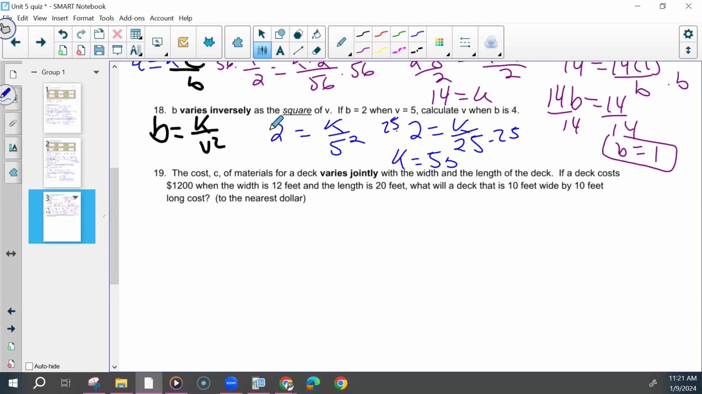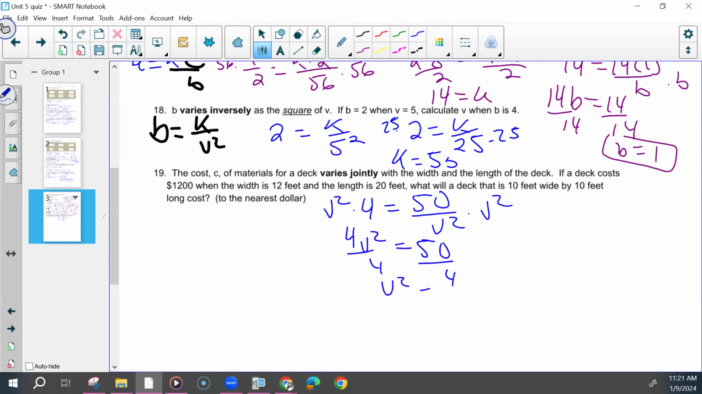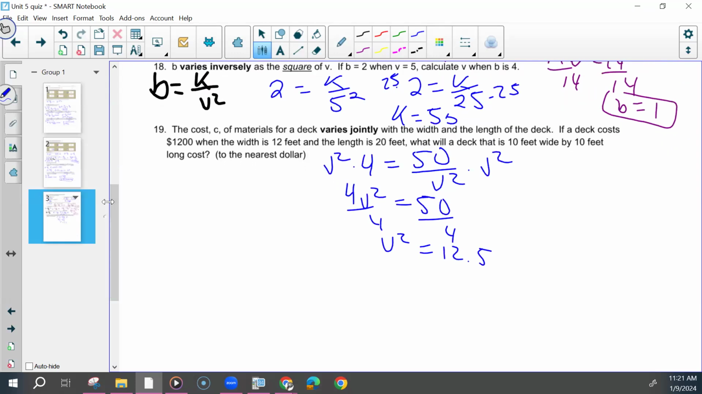And then after you find K, I'm gonna write this on here because B is 4, and we're looking for B, but it's still squared. So to get B by itself, multiply both sides by B squared. Divide both sides by 4. 1.5, I think is what that was. And then take the square root of both sides to get rid of the square.